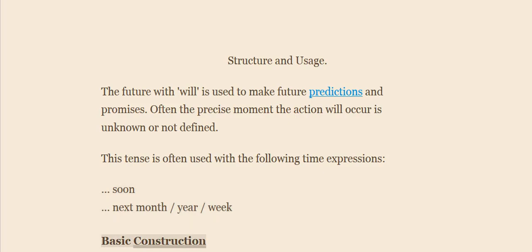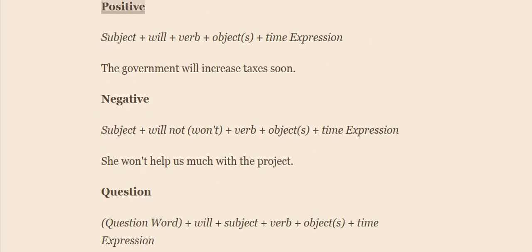Basic construction. Positive: subject plus will plus verb plus object(s) plus time expression. The government will increase taxes soon. Negative: subject plus will not (won't) plus verb plus object(s) plus time expression. She won't help us much with the project.